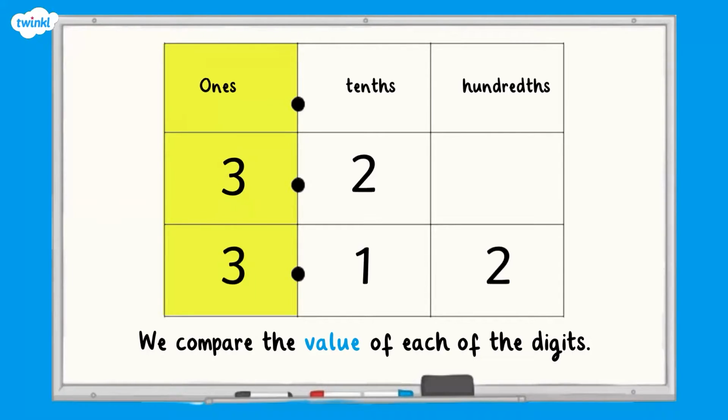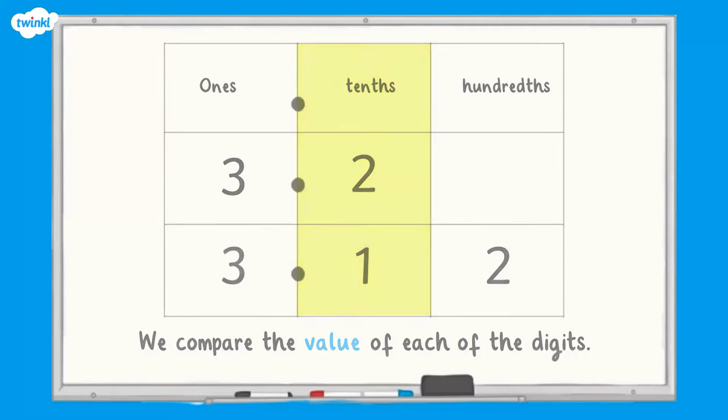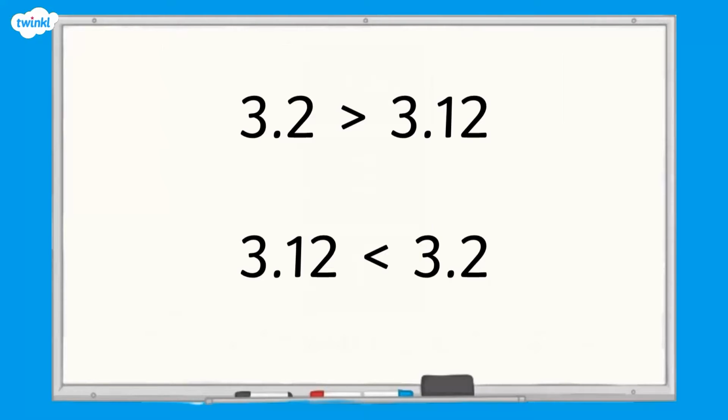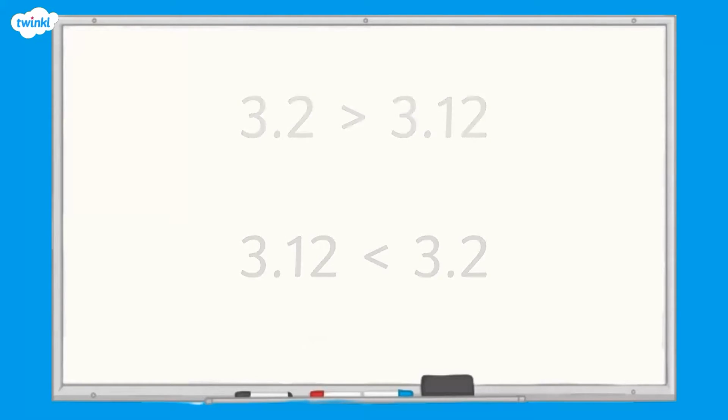So we need to compare the value of the digits in the next greatest column, the tenths column. The top number has 2 tenths and the bottom number only has 1 tenth, so the bottom number is smaller. Therefore, in this instance, we don't need to look at the digits in the hundredths column. We can write this in a number statement as 3.2 is greater than 3.12. Or we could write it as 3.12 is less than 3.2.